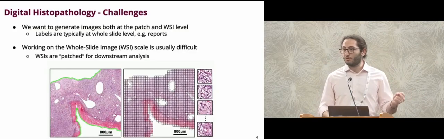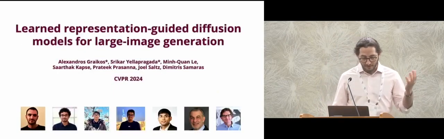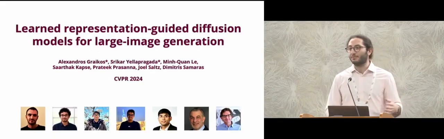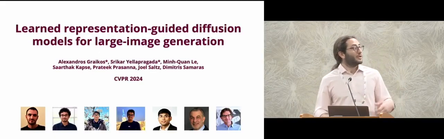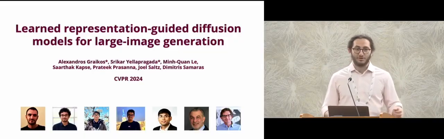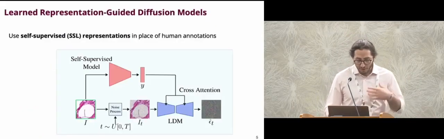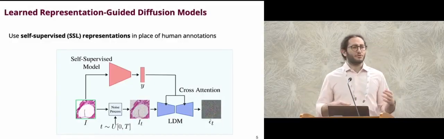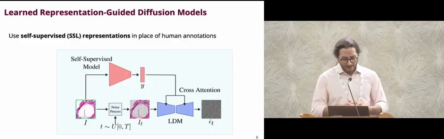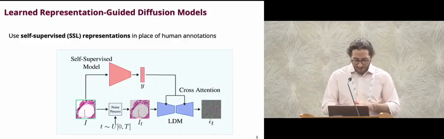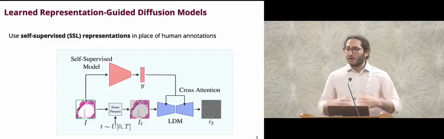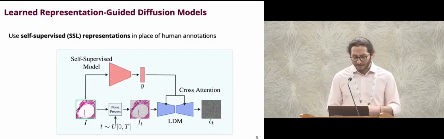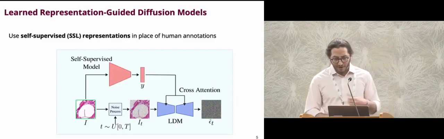So what did we do to counteract this? In our first work on this, at CVPR24, instead of using text, which has been the standard way for generative models, we used learned representations, so SSL representations. We took a self-supervised model. You can use Uni, you can use Virchow. I think this is older, so we used HIPT, which was the best one at the time. We took an image, passed it through the SSL encoder to get the SSL embeddings, and used those embeddings to condition the generative model to create variations of this image.